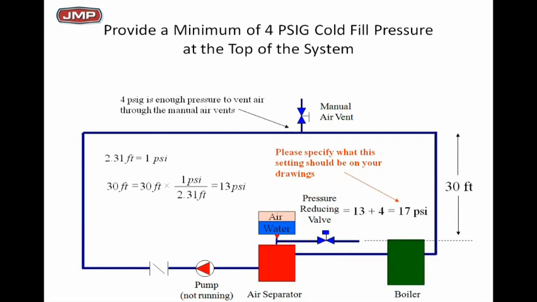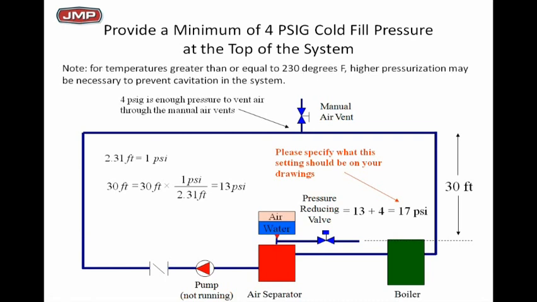In other words, if my pressure reducing valve is set for 17 pounds, and I'm 30 feet below the high point with the pump off, I'll have 4 pounds at the high point. I can open that manual air vent, get all the air out, and my system is full of water. We ask you to please put this fill pressure on your drawings, with the pump not running. It's important that you specify that number because people sometimes just don't adjust. They don't know. So please write that number on your drawings.